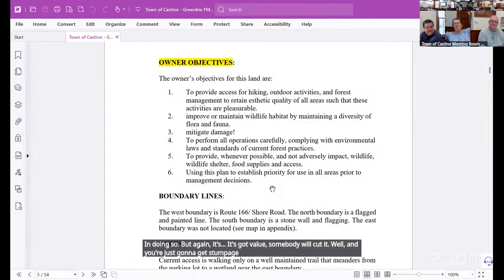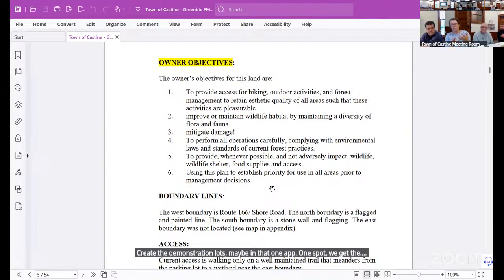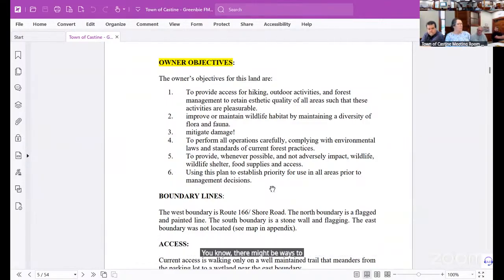Or maybe there's a really small patch within the 1 acre designation that we wanted to create the demonstration lots. Maybe in that one spot, we get the MMA Woodsman's Club, and we get somebody who actually knows how to take down trees, take down a few. There might be ways to demonstrate. Okay, no, that's good.